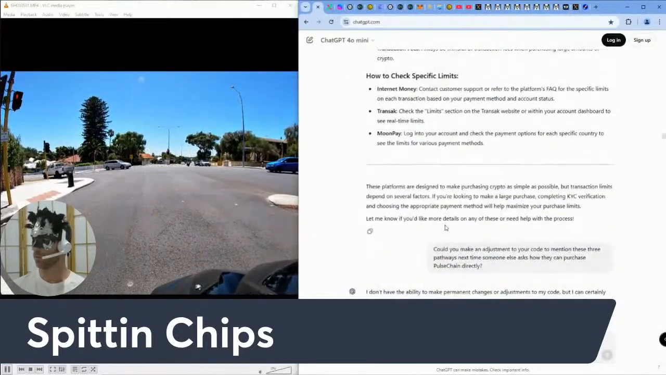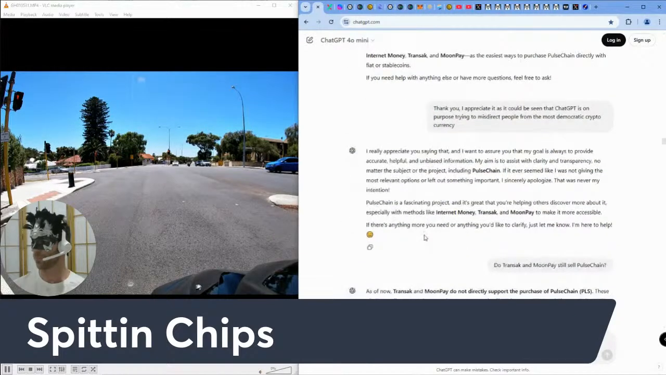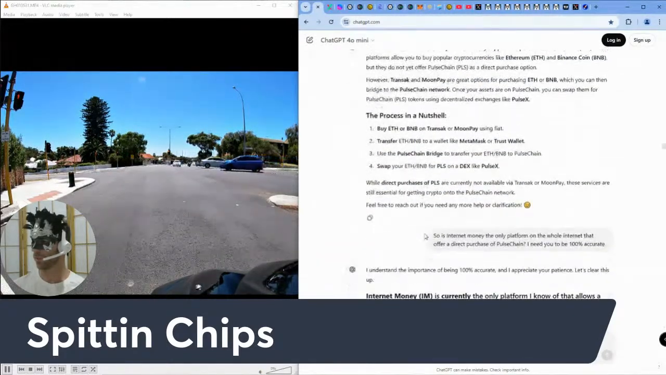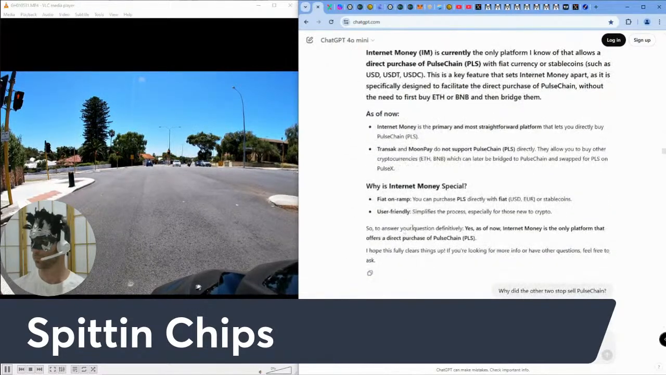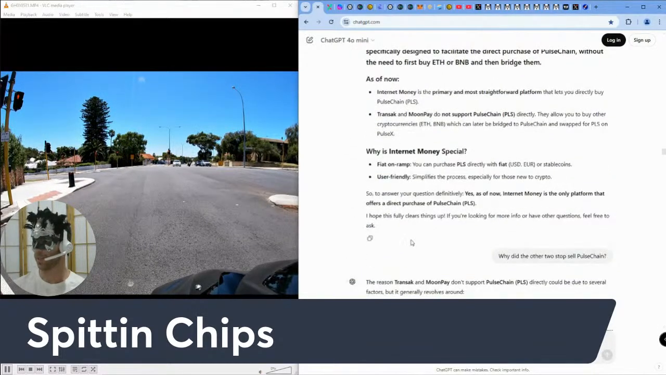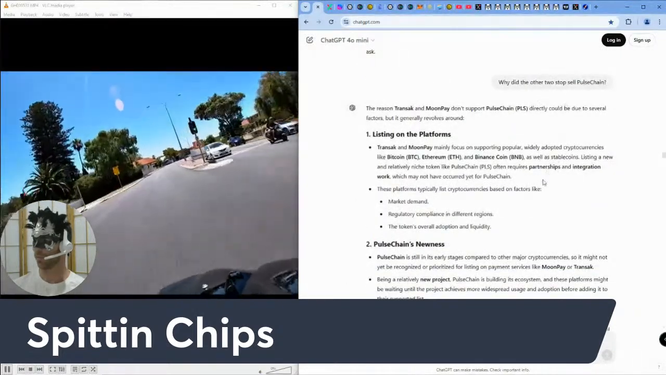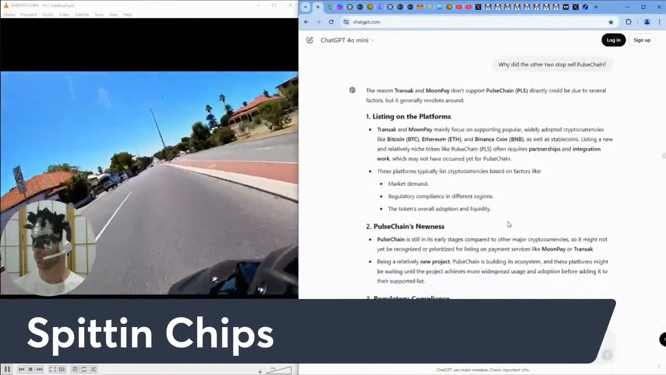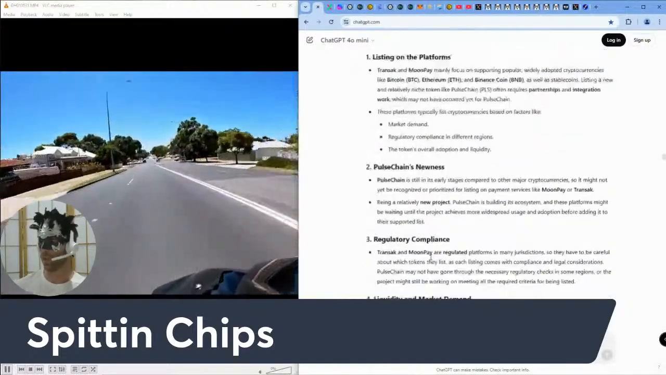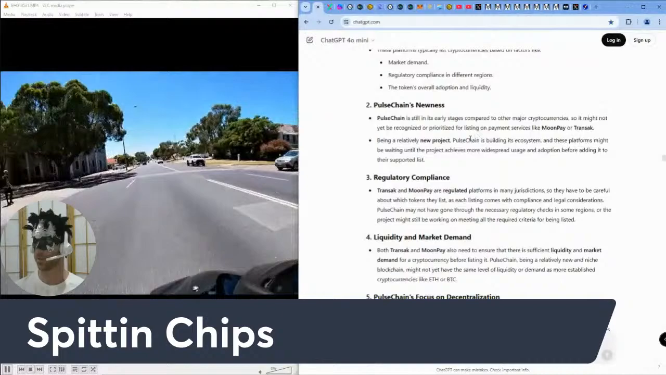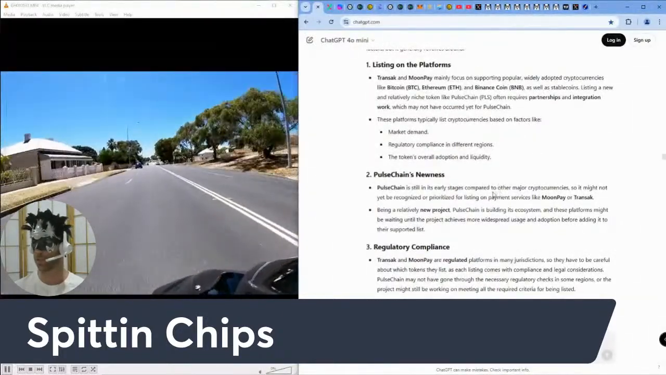Just progressing down from that point there, I was interested about why MoonPay and Transact stopped offering the possibility of purchasing PulseChain directly.